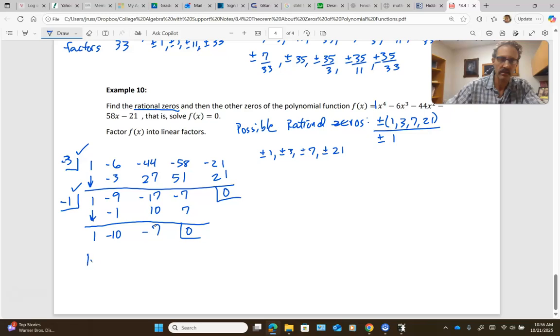Now these are the coefficients to a quadratic factor. And so if I take that last factor, set it equal to 0, I can find my last two zeros. Now this one though, guys, I'm looking at it and I can tell that it's not factorable. In fact, I'm going to have to use the quadratic formula.